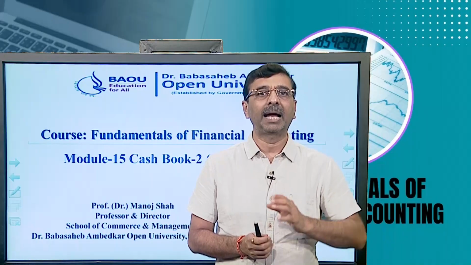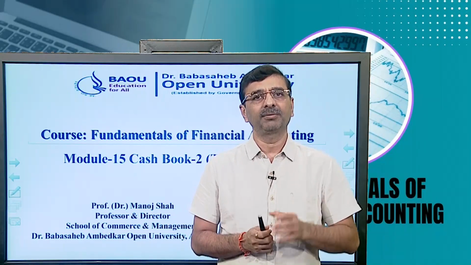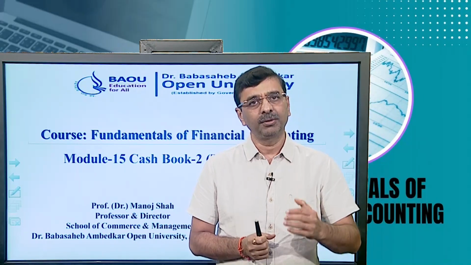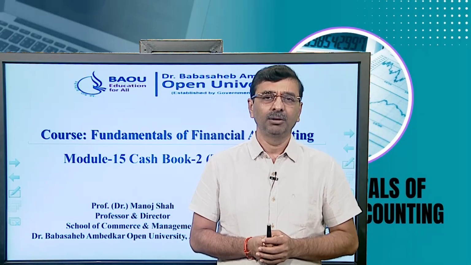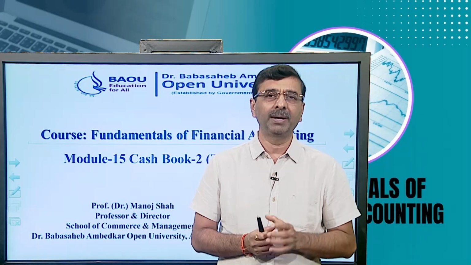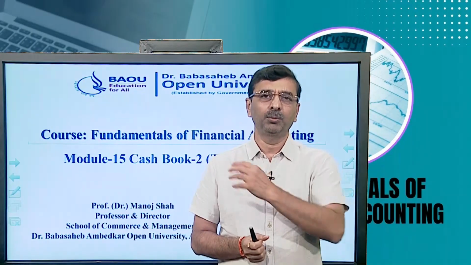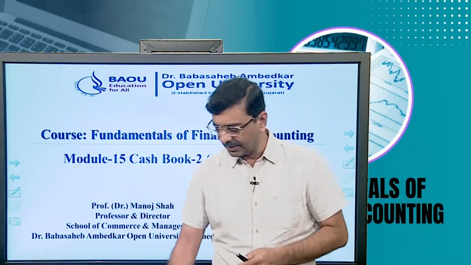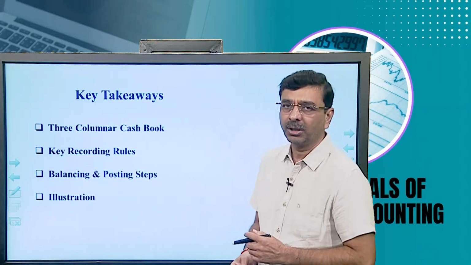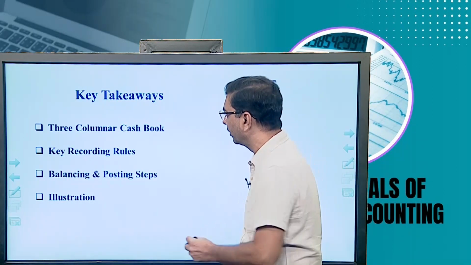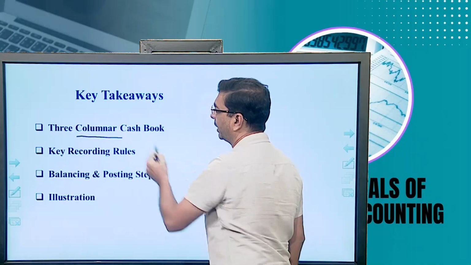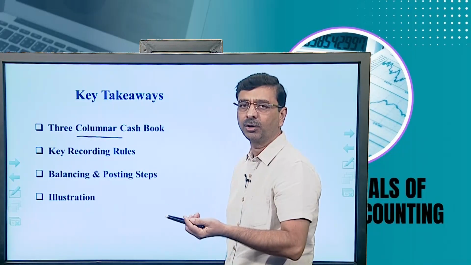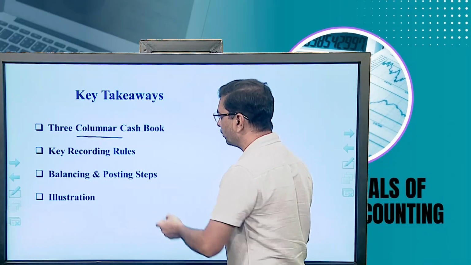With the three columns added together, in case of any transactions affecting the three columns, with specific events in the business, how would they be impacted in the cash book, and how would they be recorded in the books of accounts? Let's see the key takeaways in this unit and the important points we are going to discuss, like the three columnar cash book: what is a three columnar cash book and how is it prepared?